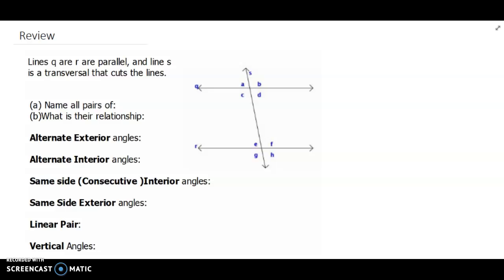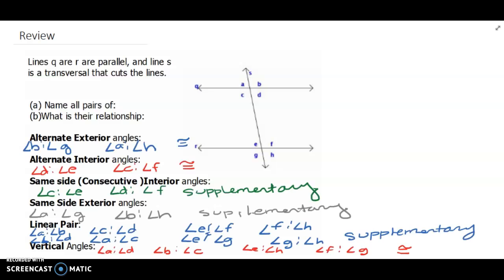What I mean by their relationship is, are the angles congruent? Are they complementary? Are they supplementary? Is there no relationship? So go through and do all these, and then you can check your answers against mine. All right, guys, this is what you should have gotten. Please check your answers against mine and make any corrections, and then make sure to ask if you have any questions.